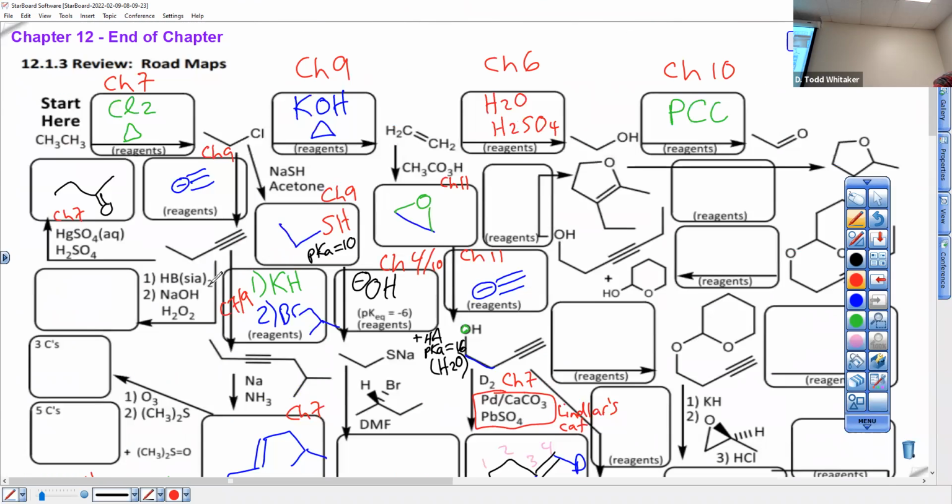Here we go. Oh yeah, this is the complementary reaction here. You make another enol, this time on the less substituted carbon, and then it undergoes tautomerization. So your carbonyl's at the end.